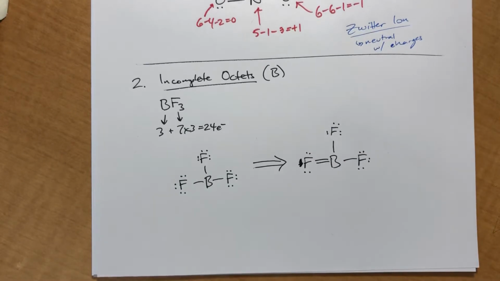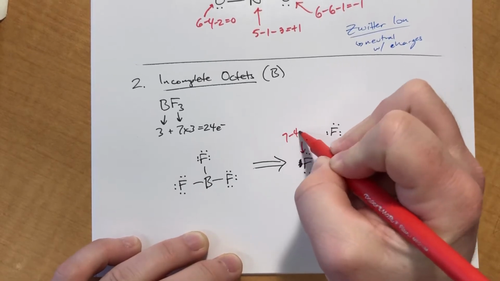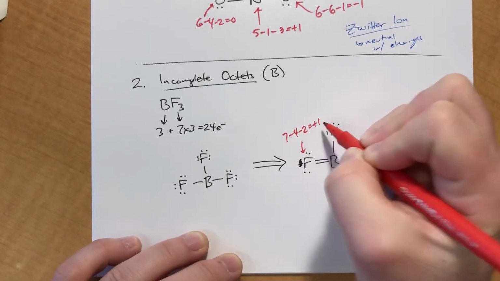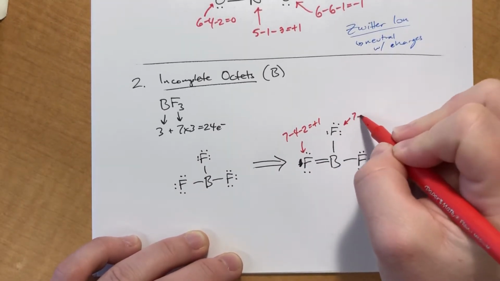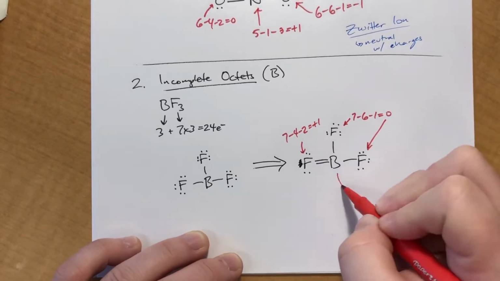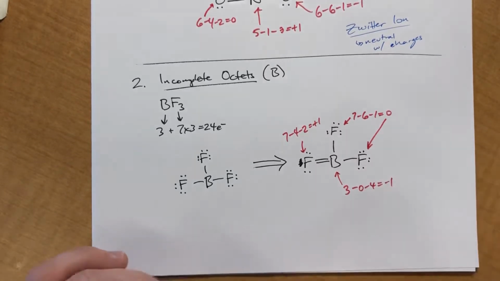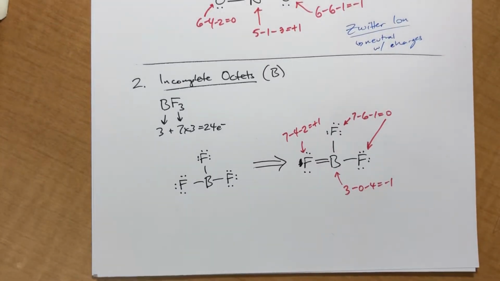Now we need to check the formal charges. This is 7 minus 4 minus 2, which is positive 1. This is 7 minus 6 minus 1, which is 0. This is the exact same situation. And this is 3 minus 0 minus 4, which is negative 1. So here's a problem as far as charges go.